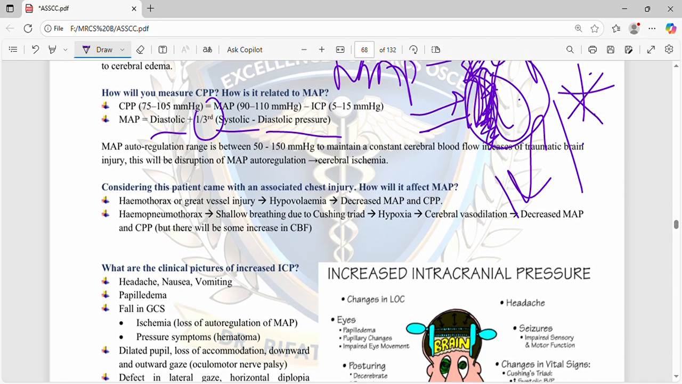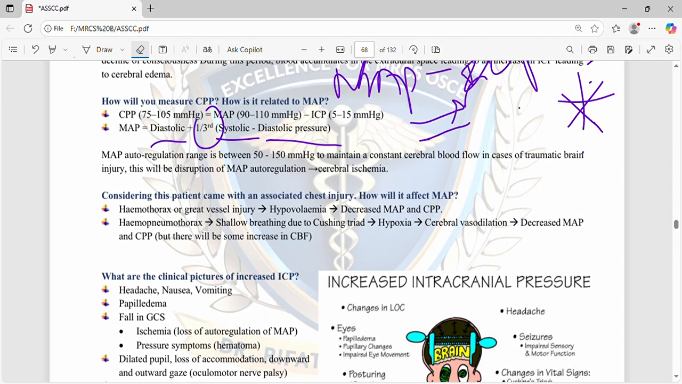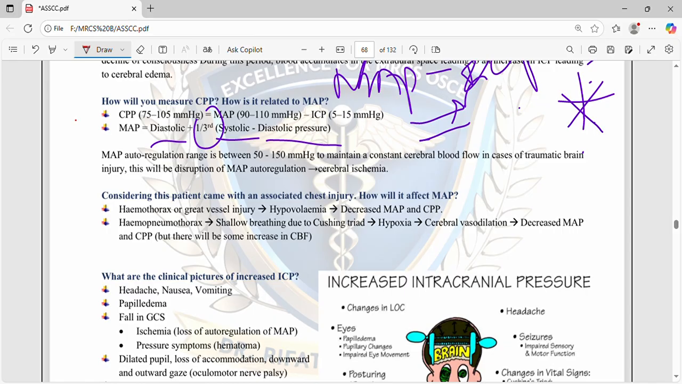Mean arterial pressure autoregulation range is between 50 to 150 millimeter of Hg, to maintain a constant cerebral blood flow. So mean arterial pressure is autoregulated, it is regulated in the range of 50 to 150 to maintain a constant cerebral blood flow.